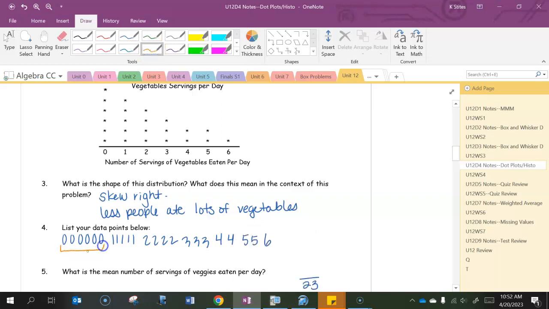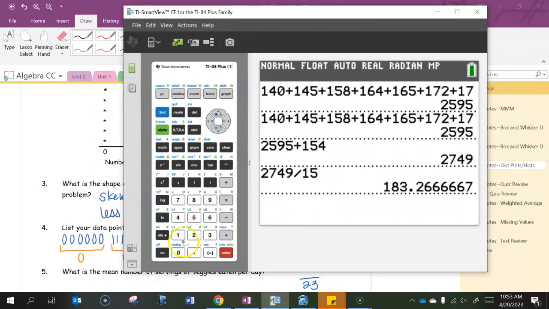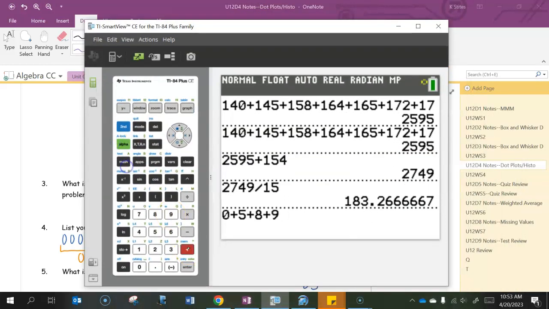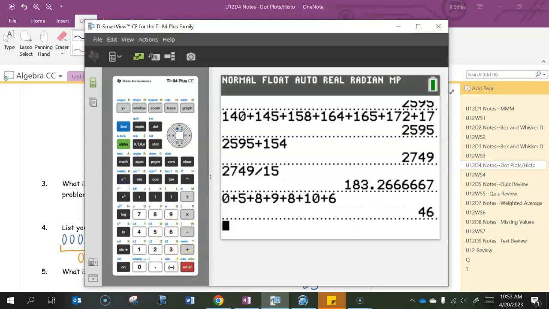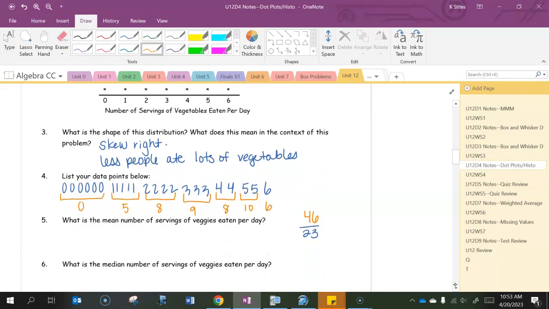I know these are just going to be a 0. This is going to be a 5. This is going to be an 8. This is going to be a 9. This is an 8. This is a 10, and that's just a 6. And then I'm just going to add those up because I think it'll be faster. 0 plus 5 plus 8 plus 9, 8, 10, 6. And that gives us a 46. And that we are going to divide by 23. And 46 divided by 23 is 2 servings per day.